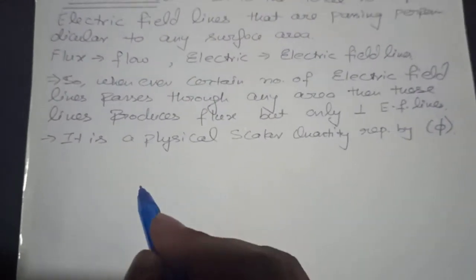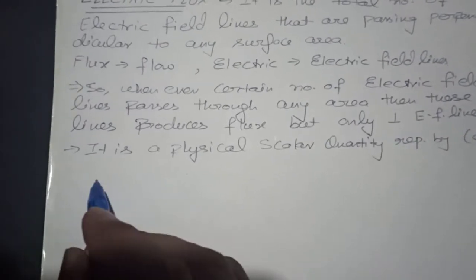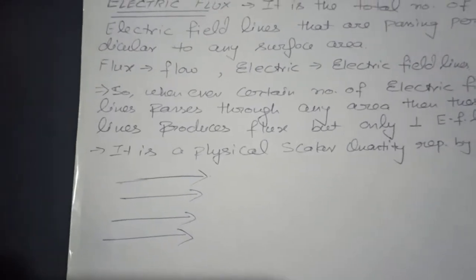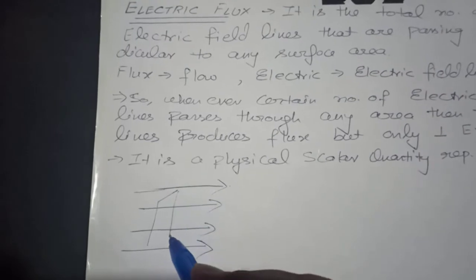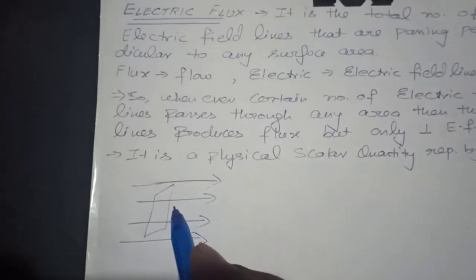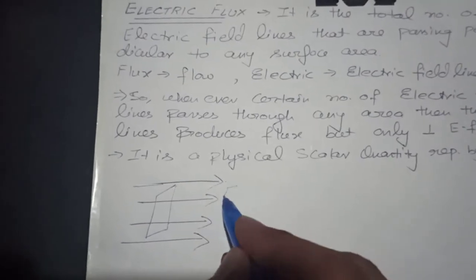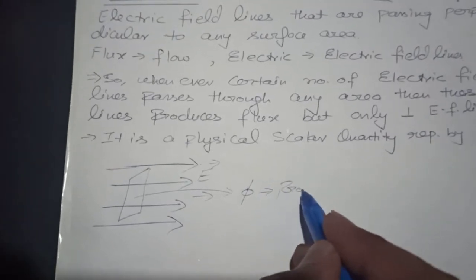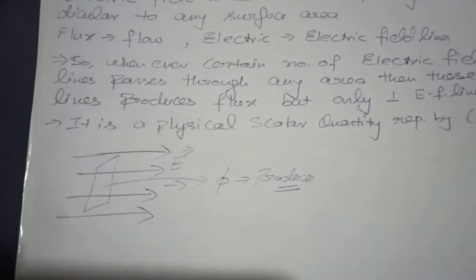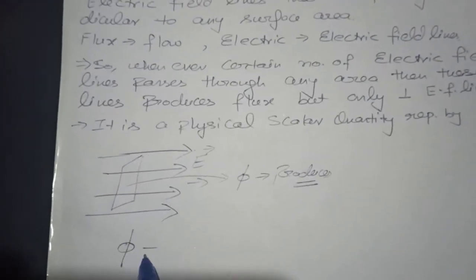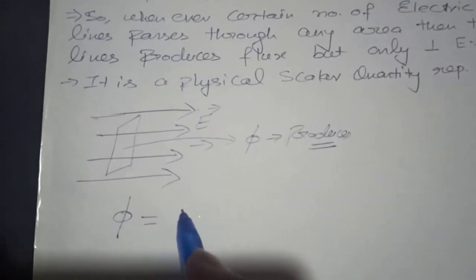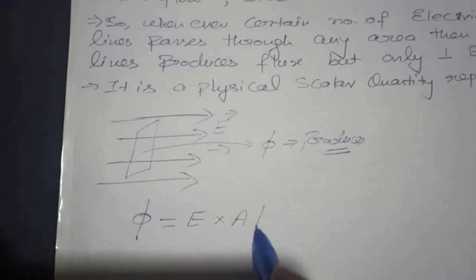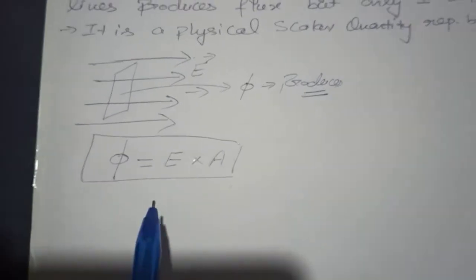So here I am making a diagram. Let us suppose these are electric field lines, and these are parallel electric field lines, and if there is a certain area which is perpendicular to those electric field lines, then in that area flux phi is produced. And by the formula, electric flux is represented by phi, and it is the product of the total number of perpendicular electric field lines multiplied by the area of that surface.